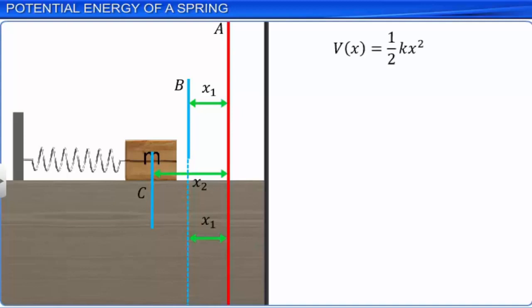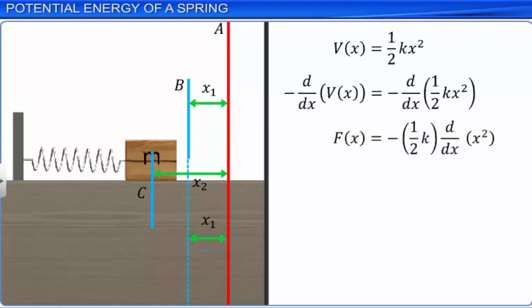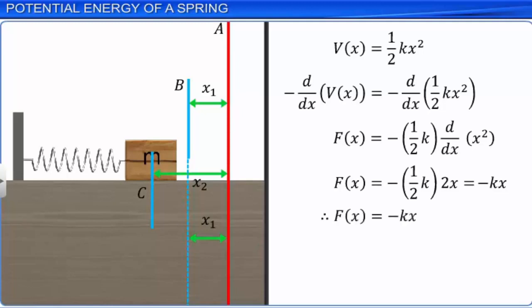Taking the derivative of the equation of potential energy of the spring, we get minus d by dx V of x is equal to minus d by dx half kx square. On further simplification, we get F of x is equal to minus half k into d x square by dx. Thus, by taking the derivative of the equation of potential energy of a spring, we can easily verify the equation for the spring force as F of x is equal to minus kx as shown.